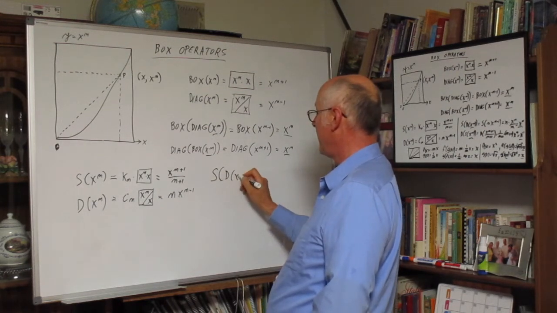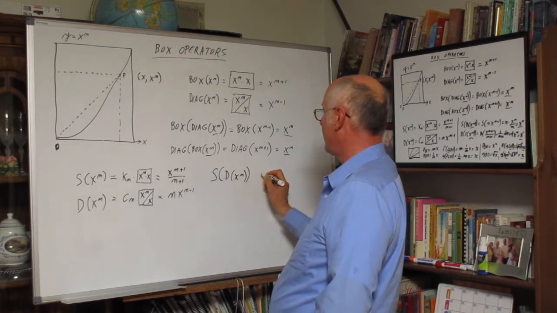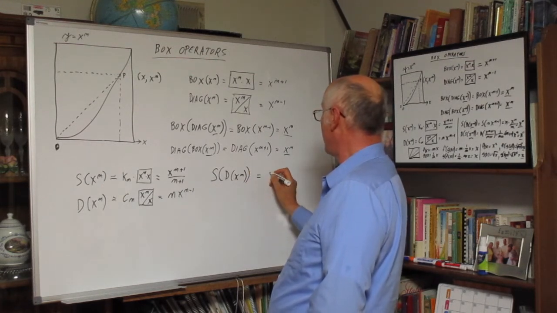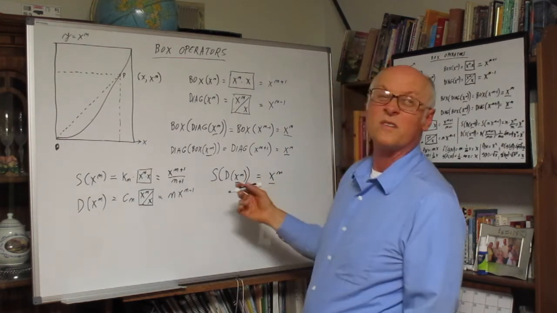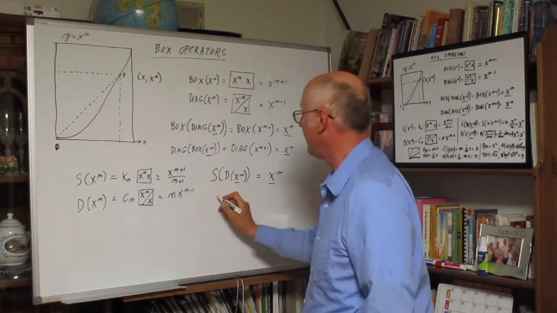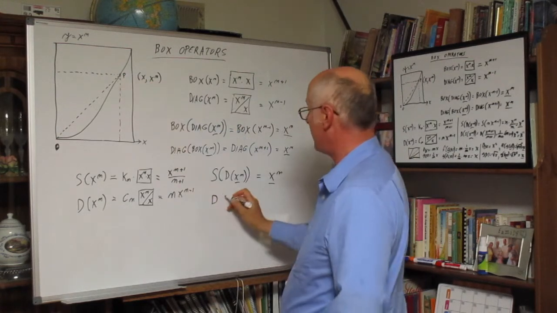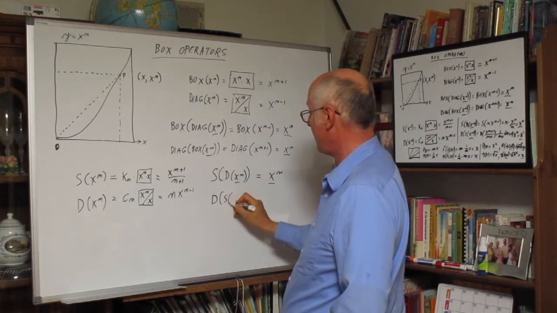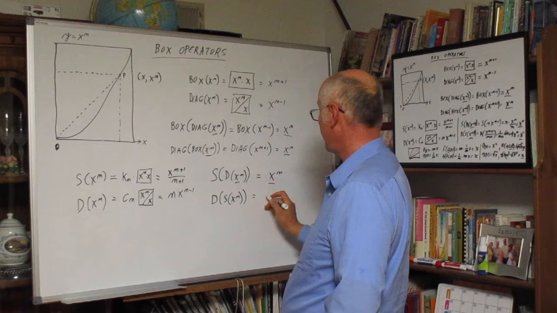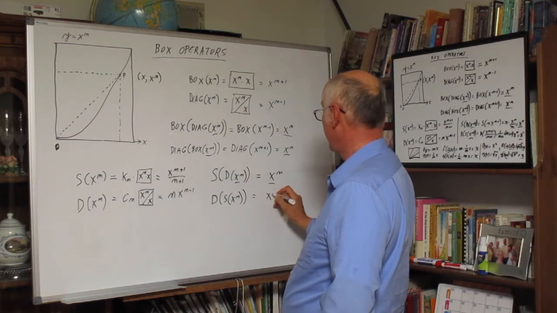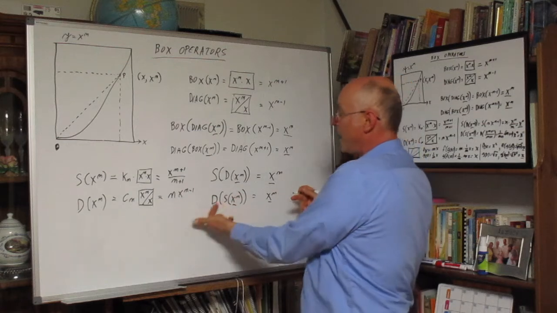And in our previous videos, we've shown that the signed area S of the diagonal d of x to the n, well, that equals x to the n, right? We've shown that. And similarly, the d, which is the tangent slope of the signed area of x to the n, well, that equals x to the n. You're back to the same function. They're inverse. They undo each other.